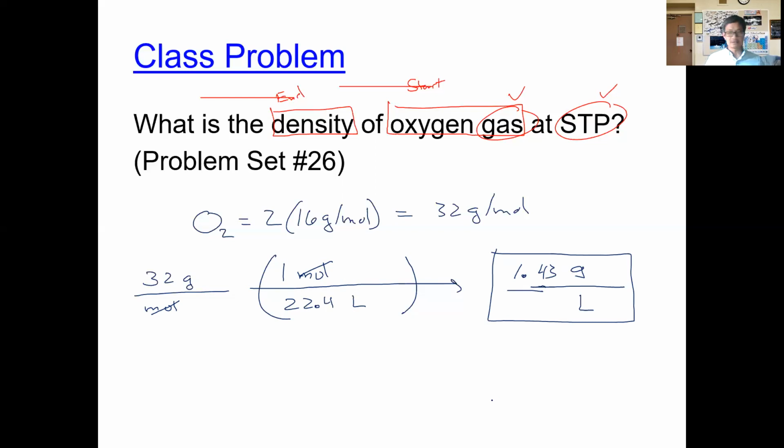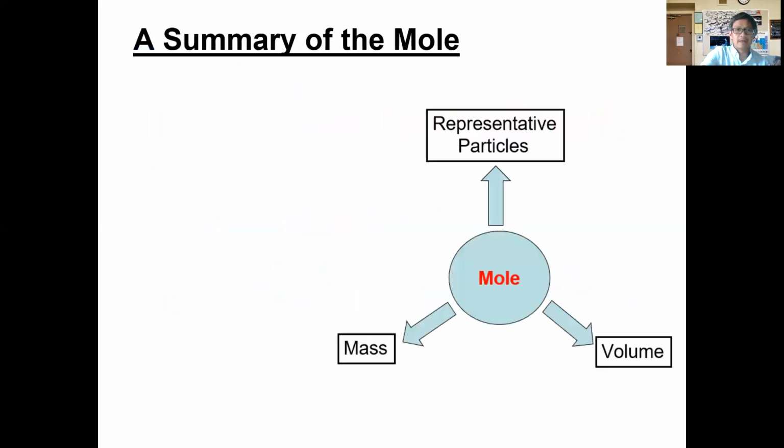So the homework that I'm going to ask you to do tonight, make sure you read it carefully. And the problem that I'm going to ask you to do in just a moment. Make sure you read these problems carefully, identify what you start out with, identify what you're going to end up with, and then choose the correct conversion factor in order to get that done. Okay. So that's it for the mole here, what it is.